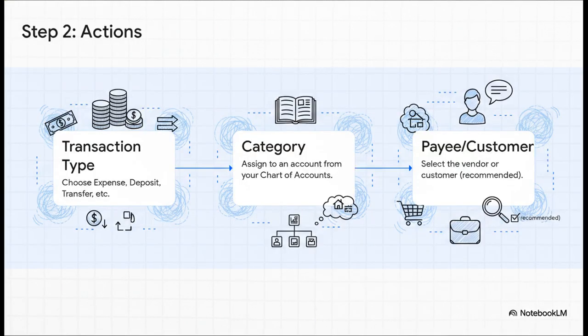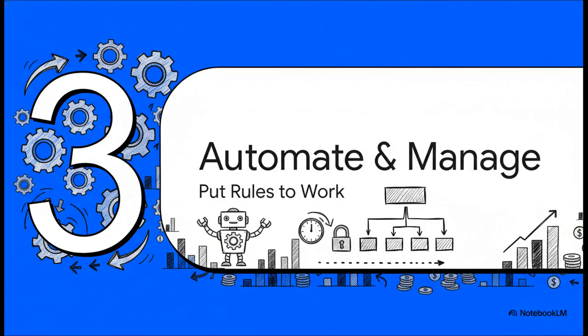Okay, once you've dialed in your conditions, it's time for the easy part. Step 2, defining the actions. This is the what to do with it part. You just tell QuickBooks what to do once it finds a match. You'll set the transaction type, like expense. You'll pick the right category from your chart of accounts, like utilities, and you'll add the payee. You're basically pre-filling everything you used to do by hand. So, you've officially built the rule.